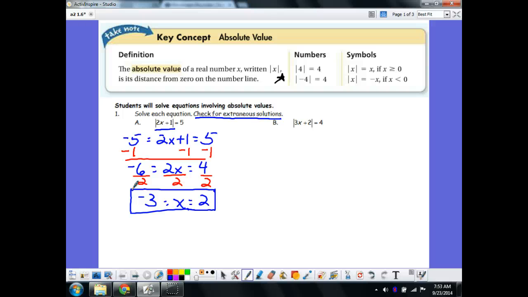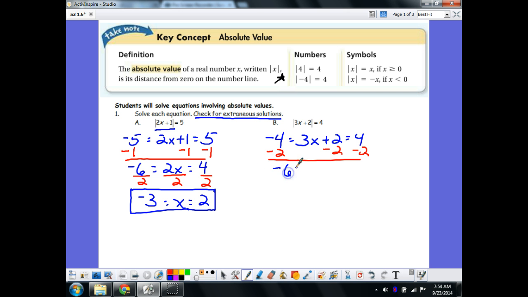In B, we're going to do the same thing. The absolute value is already by itself. So what number is 4 units from 0? Well, there are 2 of them. One of them is 4. The other one is negative 4. We've got a number that's 4 units to the right of 0 and a number that's 4 units to the left of 0. So now we're going to start getting the x by itself by subtracting 2 in all 3 places, because we have 2 equal signs.